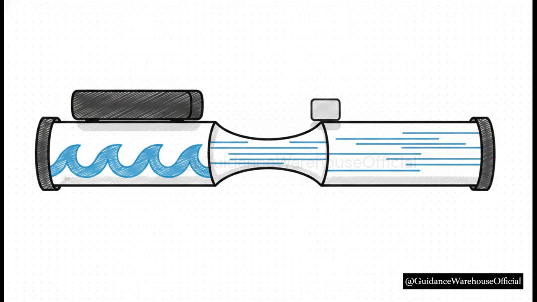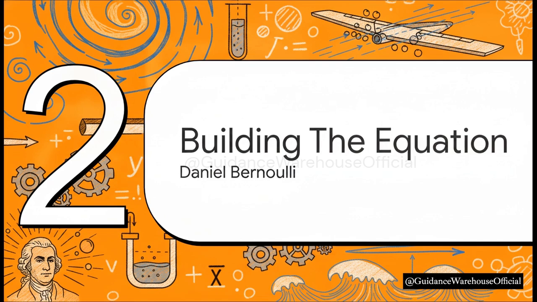So the golden rule to remember here is high-speed fluid equals lower pressure and low-speed fluid equals higher pressure. Now that we've got the concept down, let's move to the math. Section 2, Building the Equation, with Daniel Bernoulli.